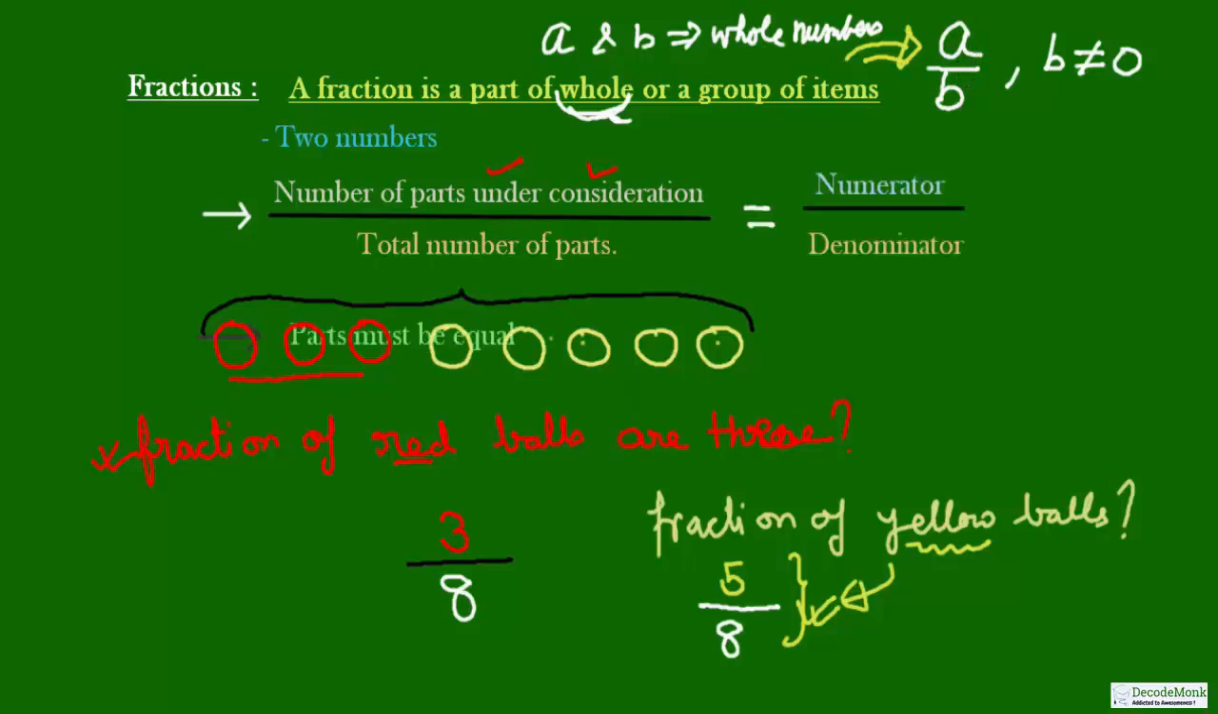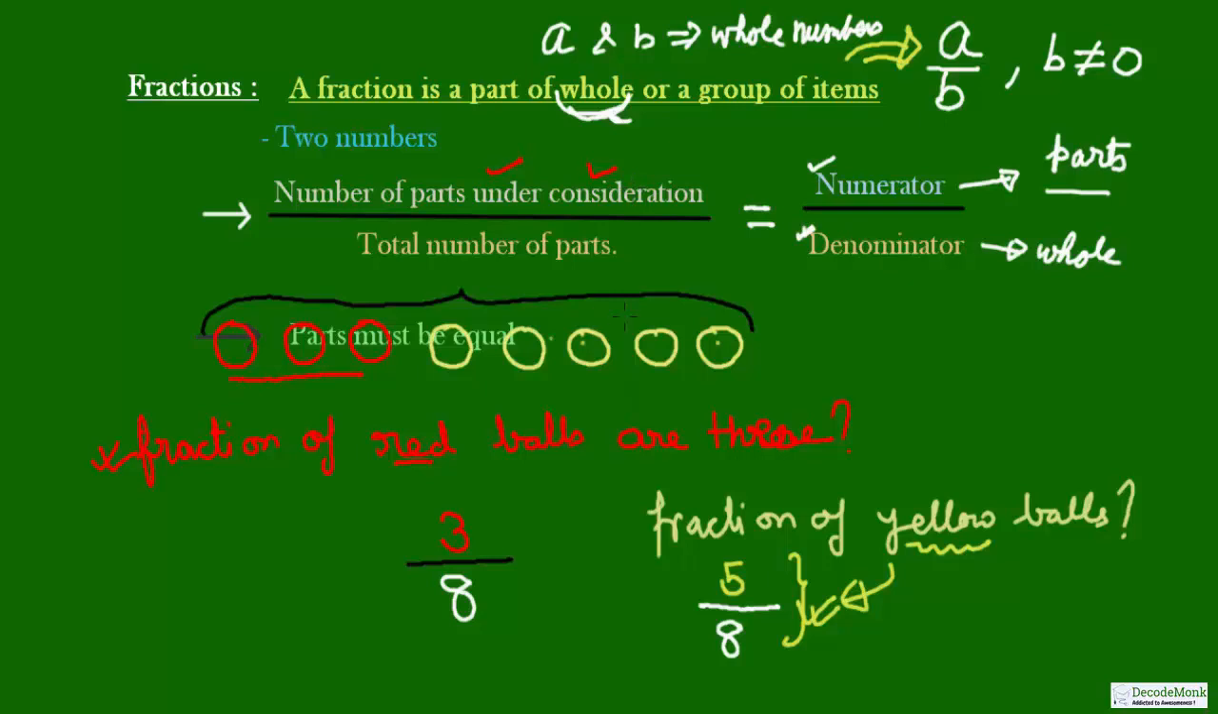Now a new thing: the top number is called the numerator. The number above the line is called the numerator, and the bottom number we have been talking about till now is called the denominator. The denominator represents the whole, and the numerator represents the number of parts. So this is the whole, and this numerator represents parts. I hope you have quite understood what a fraction is.